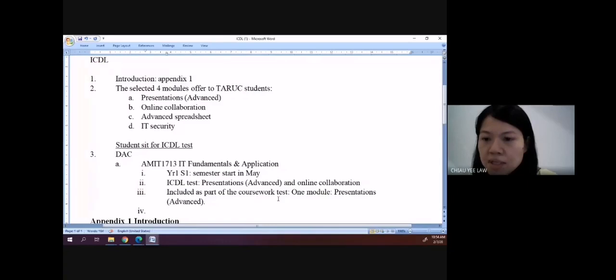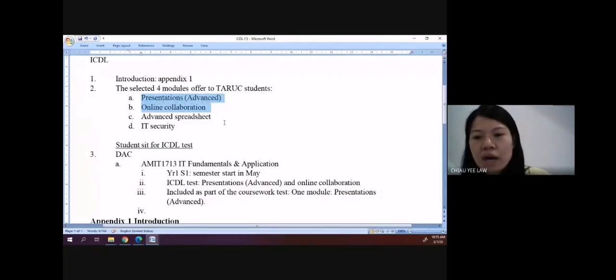What if someone last time passed the presentation module? If you have already passed, for those who have already sat for the exam, then you don't need to take it again. If you already passed the first one, then you only take the second one. Make sure you graduate with these two, because when you go to RSC, you have these two.